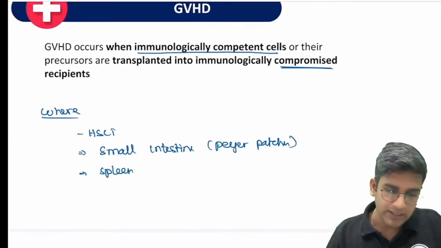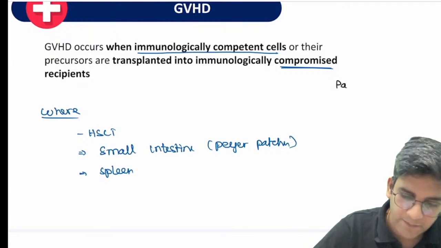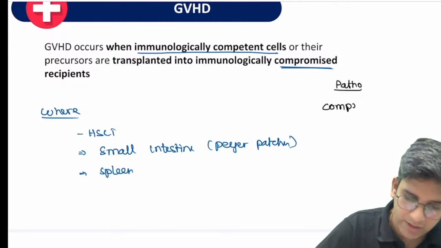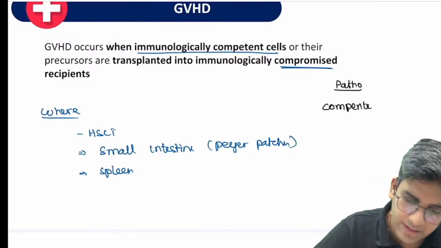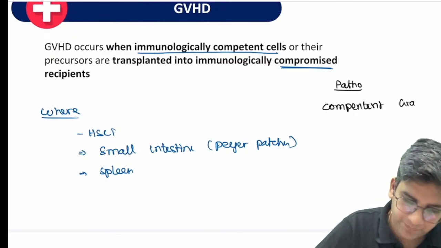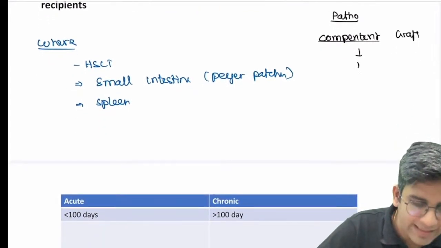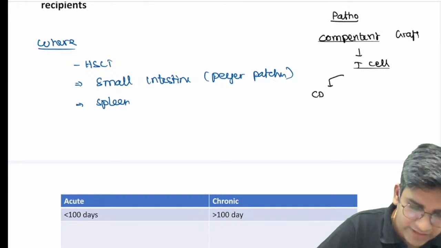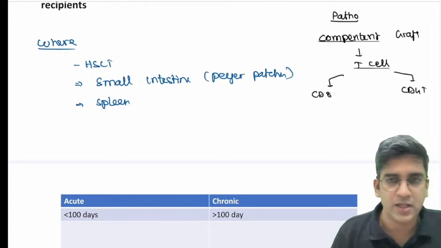So once we know this, we have to know a little bit about the pathogenesis, fine. So what happens is, when you have an immunologically competent donor, we'll use the same host and graft, right? Immunocompetent graft. So this immunocompetent graft will have T cells. These are primarily T cell mediated, fine. So T cells, I divide them into CD8 and then I divide them into CD4.